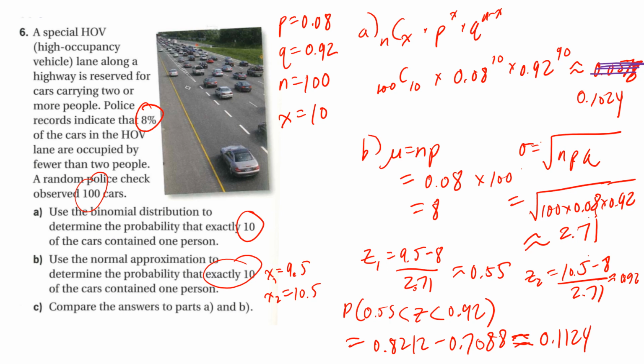We have 0.1024 and 0.1124. So there's a difference of 1%, which is not insignificant, but still it's quite close. So our normal approximation did work. We can be pretty certain about that. So for C, we can just say that the two values are very close.